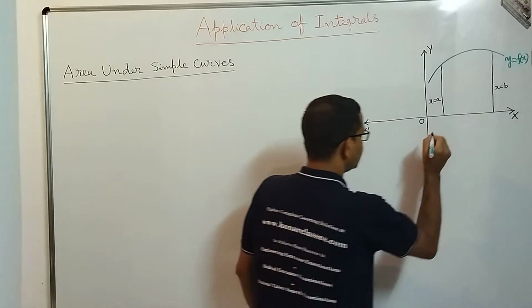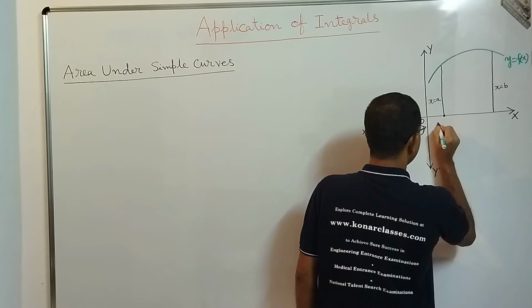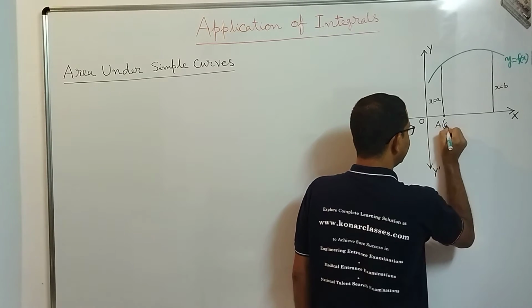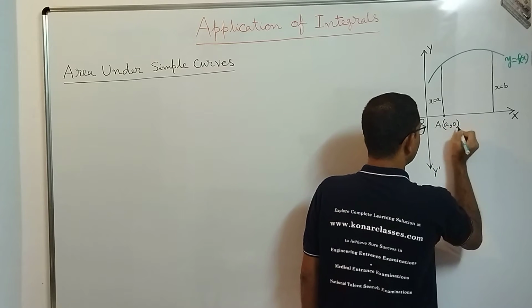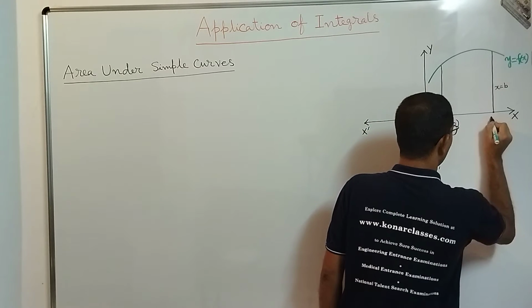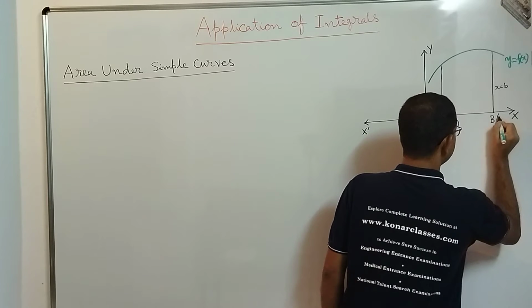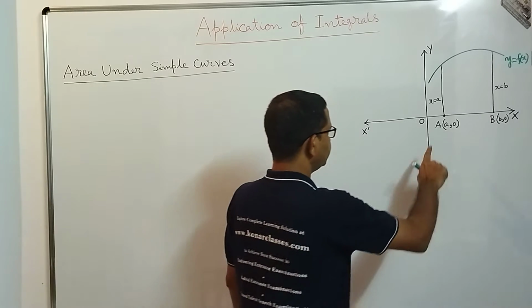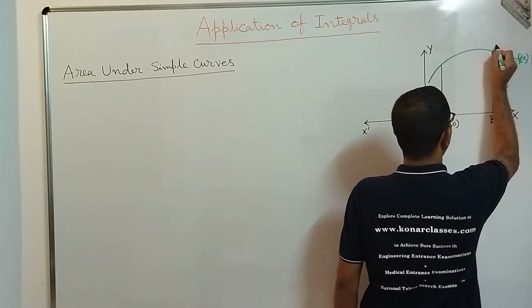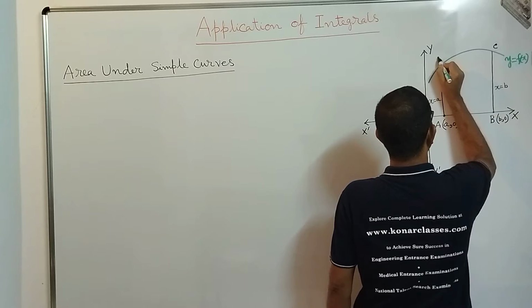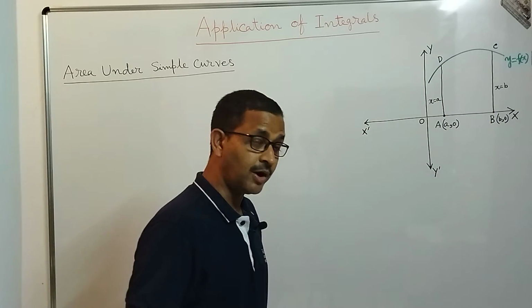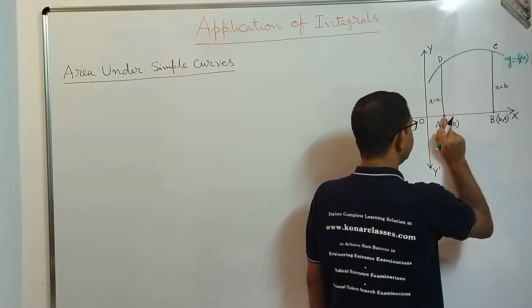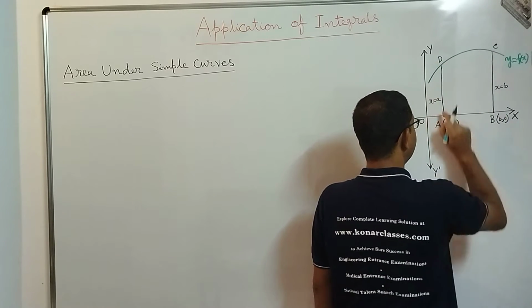Or we can say the coordinate of this point. If we denote this point as capital A, its coordinate is (a, 0), and if we consider the coordinate of this point as B, it is (b, 0). Suppose this is the point C and this is the point D. So what are we interested in finding? We are interested in finding the area of the bounded region ABCDA.